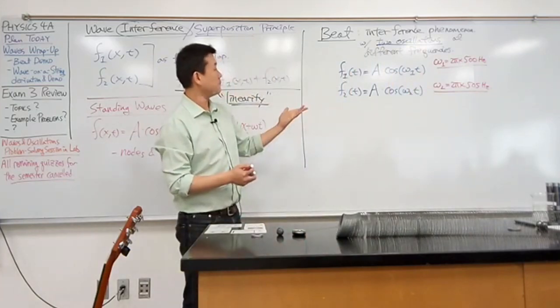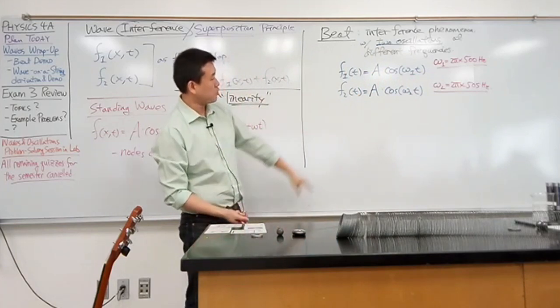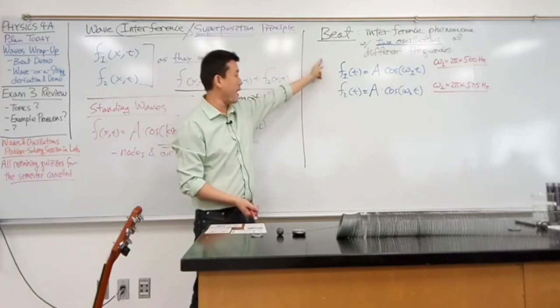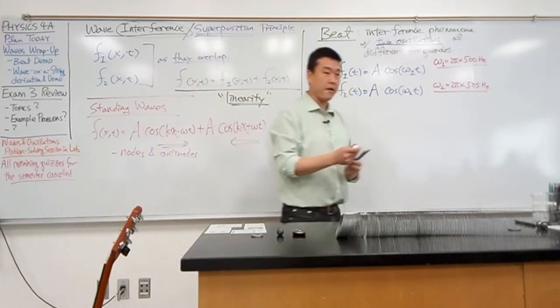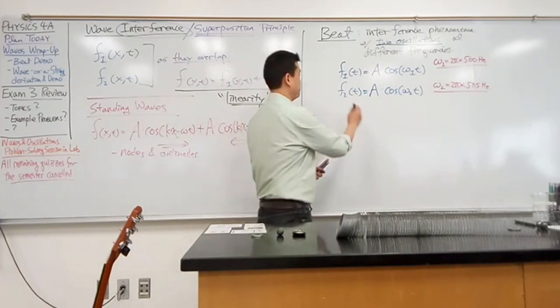So we are going to try to look at the result of interference between these two. What do you do when you say two waves or oscillations are interfering? What's the mathematical procedure you use to get the result?